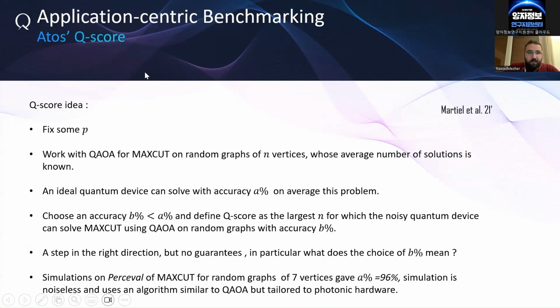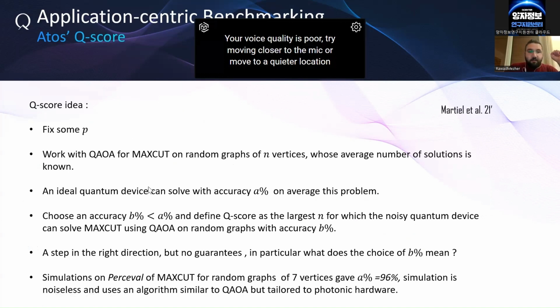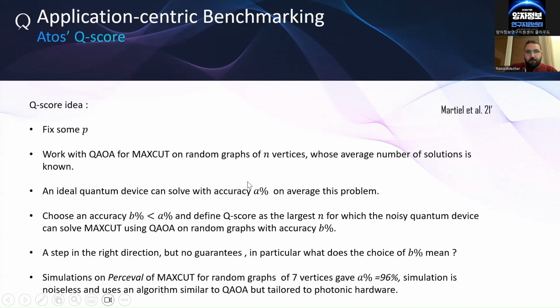So the idea behind the Q-score is basically this algorithm, but for a fixed P, and we solve QAOA for max cut on a graph with n vertices, which is random. So they use random graphs, and whose average number of solutions is known, which is important because they compare the performance to the average number of solutions. So an ideal quantum device, they compute, can solve this problem with a given A% on average. And then you choose an accuracy B%, which is just less than A%, and you define the Q-score. And the Q-score is the largest N for which you can solve max cut with an accuracy B%. And so it's normal to define the accuracy B to be less than the accuracy of the noiseless ideal device, because we know that a device with noise is less accurate.